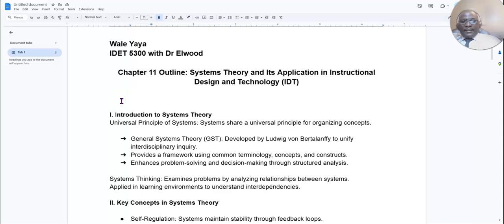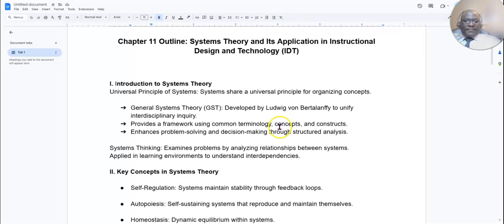To begin, Introduction to Systems Theory allows us to understand how education, technology, and human behavior interconnect. That is what systems theory emphasizes. This was developed by Ludwig von Bertalanffy, and he created the general systems theory, which provides a framework for analyzing connections, improving problem solving through common concepts.